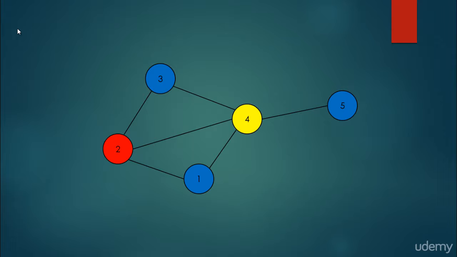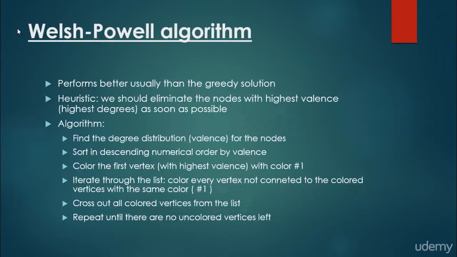So we used 3 different colors with the greedy solution, but we may come to the conclusion that 2 colors will be sufficient. But it's a greedy solution. It is okay, it is working fine, but it is not the optimal one. The Walsh-Powell algorithm is a sophisticated one. It performs better usually than the greedy solution.